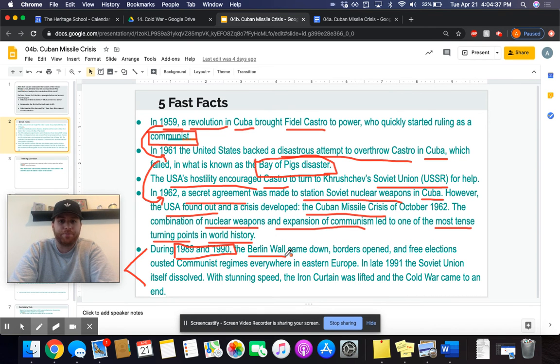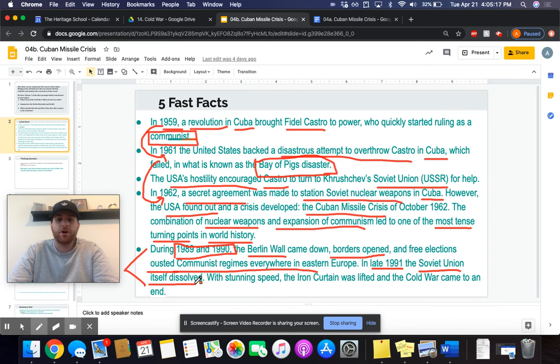One of the very visible dividing forces in Europe is the Berlin Wall. It's separating East Berlin, West Berlin, separating communism and capitalism. The Berlin Wall comes down. That's seen as a symbolic unification of Berlin, but also unification of Europe. We see that borders are opened back up, and that communist regimes are ousted, gotten rid of. And then finally, in 1991, we see that the Soviet Union itself dissolves, falls apart.